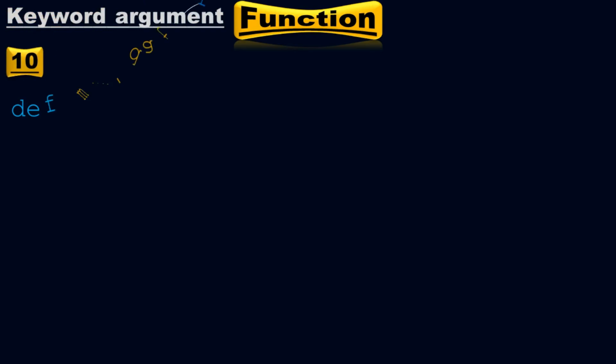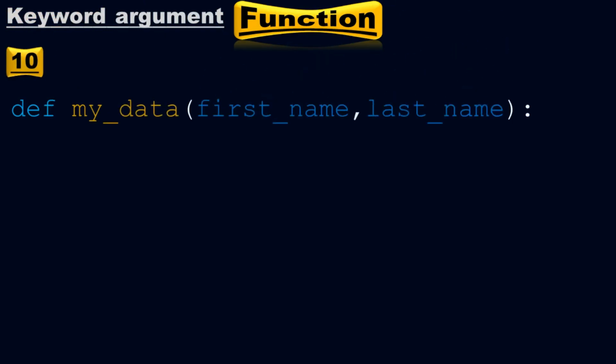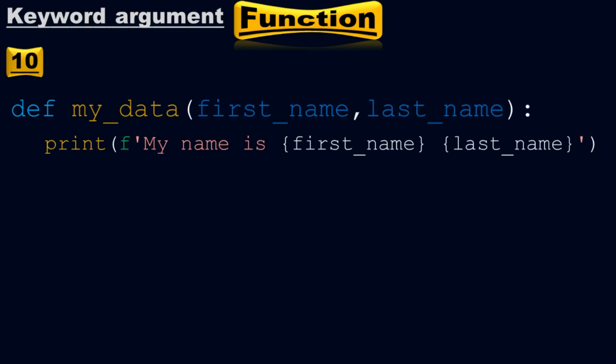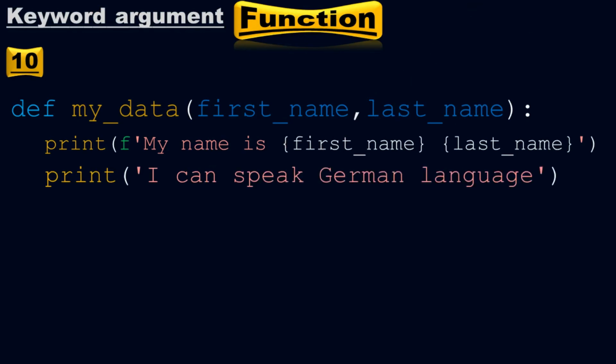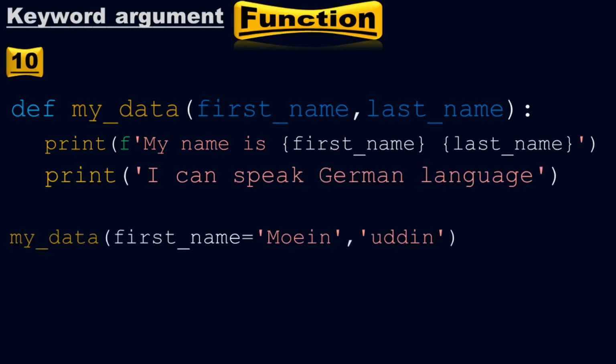Example number 10. def my_data of first_name, last_name, and then print of formatted string: my name is first name with a space last name, and then the print of I can speak German language. My_data of first_name equals Moein, comma, Udin. When you run it, you will get an error. You won't get the output.